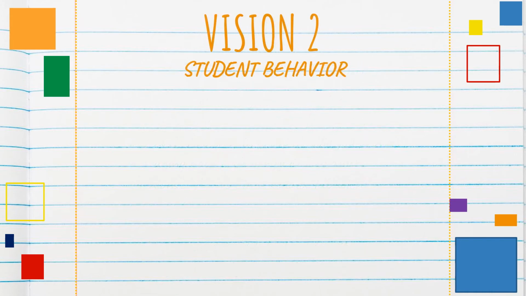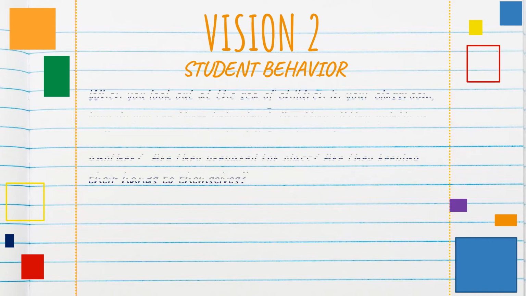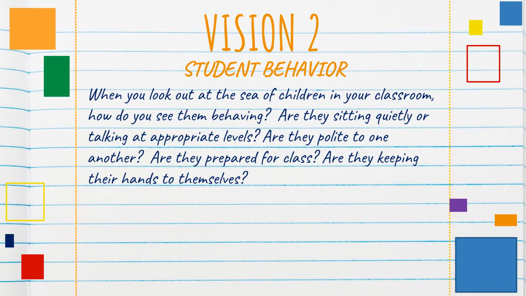Next up is Vision 2, student behavior. This step is important because it will enable you to produce rules, consequences, and rewards for your classroom. So when you look out at the sea of children in your classroom, how do you see them behaving?